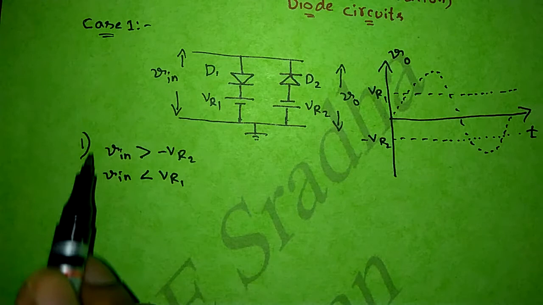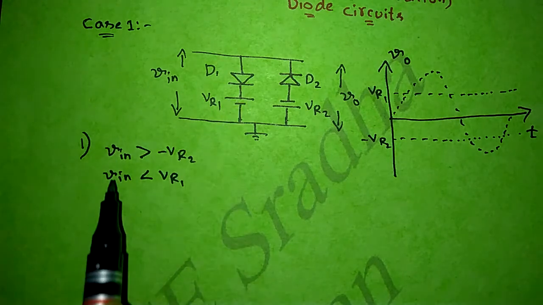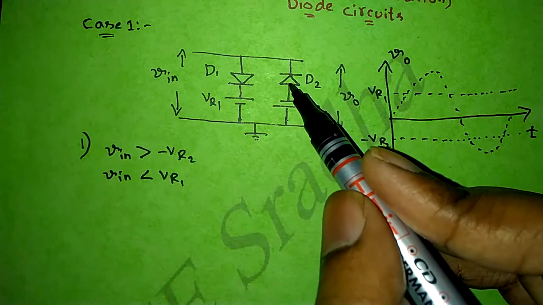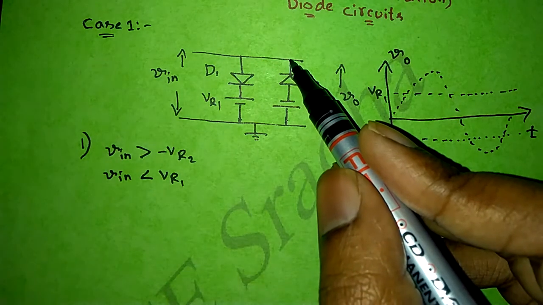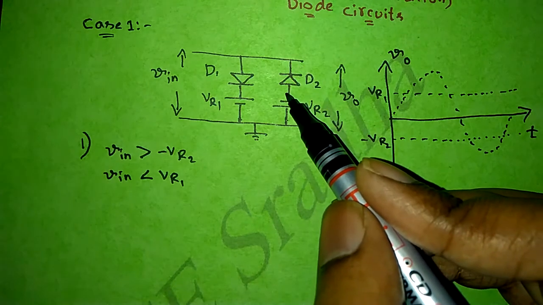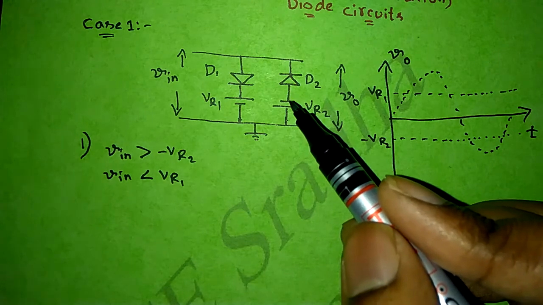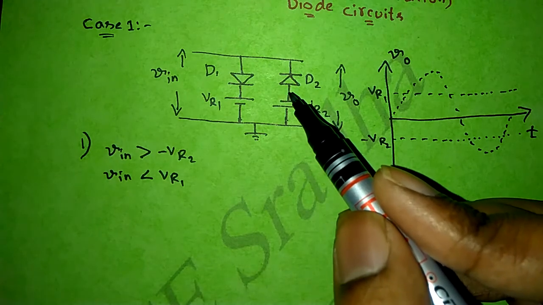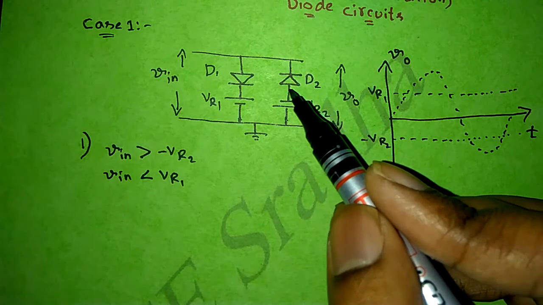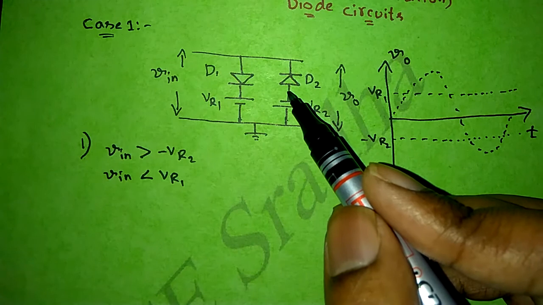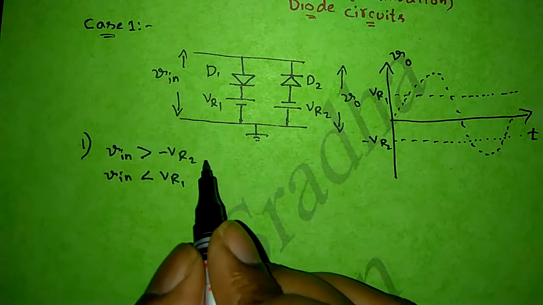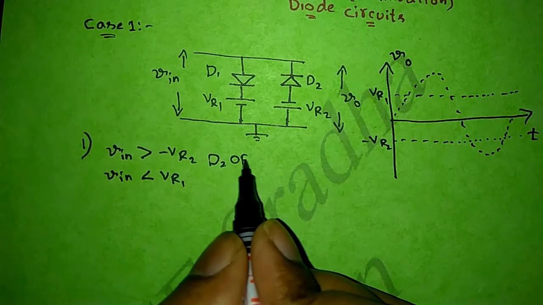Now I am applying the condition to the circuit. Suppose V in is greater than minus VR2. That means the cathode voltage is greater compared to the anode voltage. From the first class, we discussed forward bias and reverse bias conditions. When cathode voltage is high compared to anode voltage, then the diode enters into reverse bias and acts like an open circuit. So from this condition, we can write D2 is off.